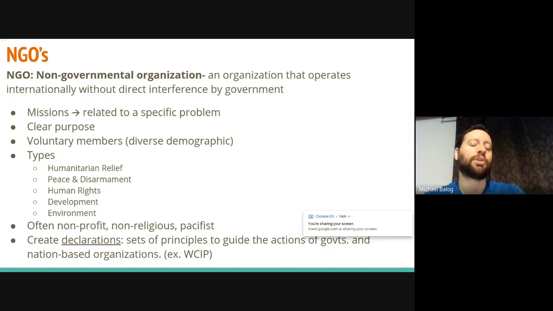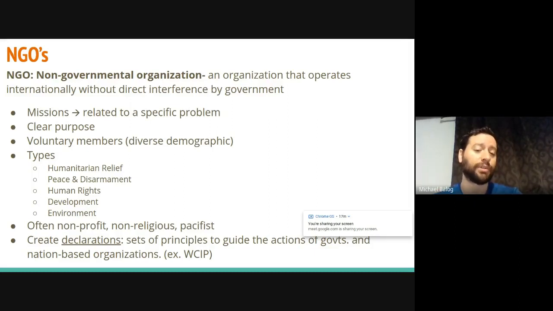So we're talking about, it's not to say that they operate in this world where there is no rules or consequences or influence. Certainly all those things exist. It's just not a direct interference by a government. Okay, and they have a mission, a clear purpose, just like intergovernmental organizations. Usually, NGOs have voluntary members, which gives them a diverse demographic. Okay, and there are different types of NGOs.